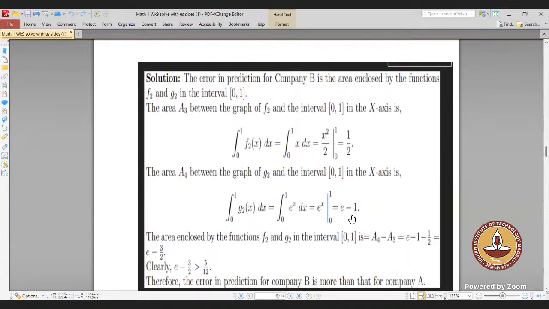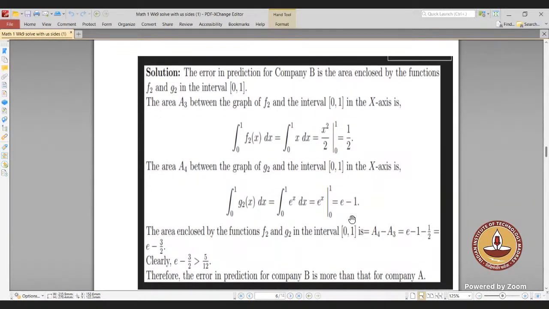Okay. So now we have to find the area between these two curves. So we'll subtract g2 of x minus f2 of x. If we do that, we'll get e minus 1 minus half, which is e minus 3 by 2. And we can clearly see that e minus 3 by 2 is greater than 5 by 12, right? So therefore, the error in the prediction for company B is more than that for company A. So this question is clear, right? Shall we move to the next question?